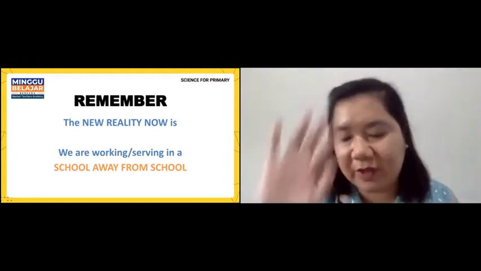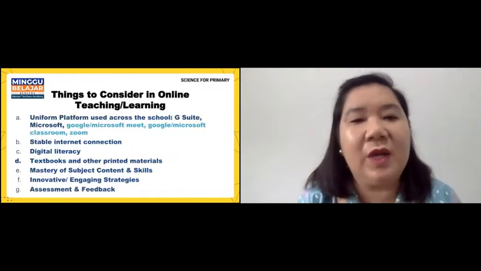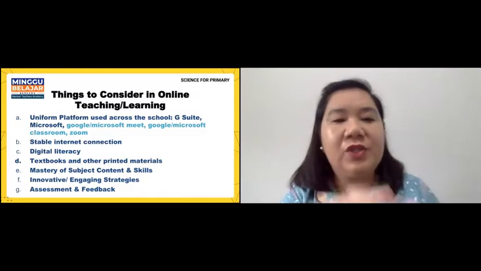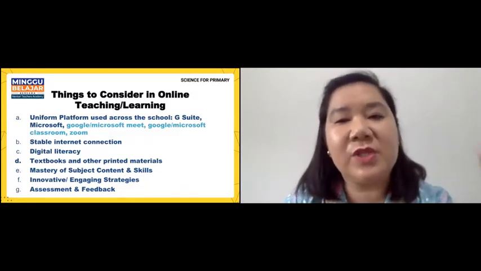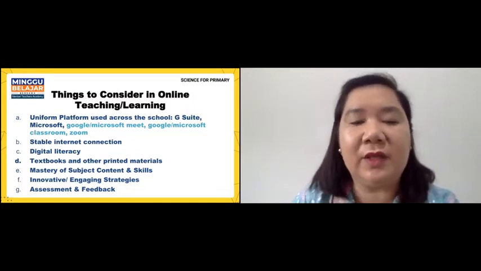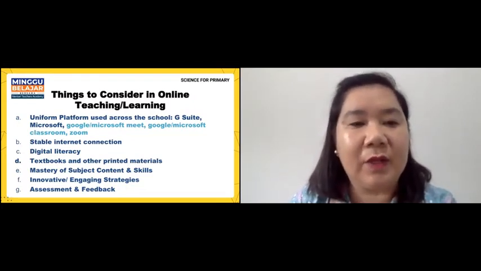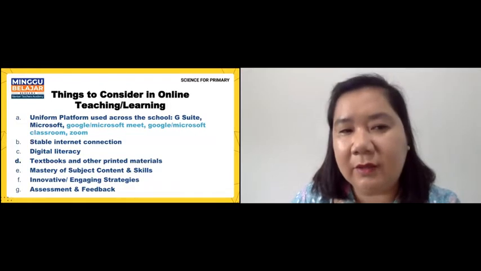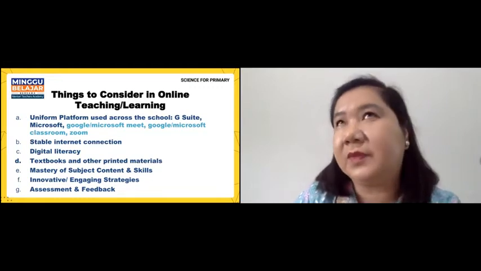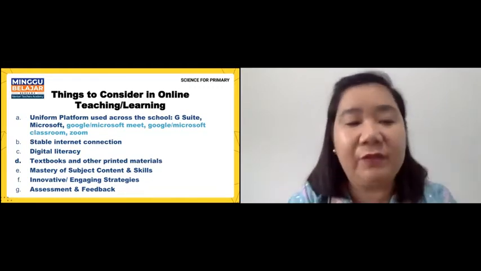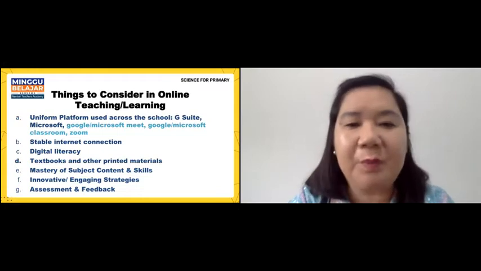Okay, so if there's none, that's all right. Thank you. Now, friends, I'd like you to go into this. What are the things that we need to consider when we do online teaching or online learning? Letter A is that across the school, we should have the same platform, a uniform platform.